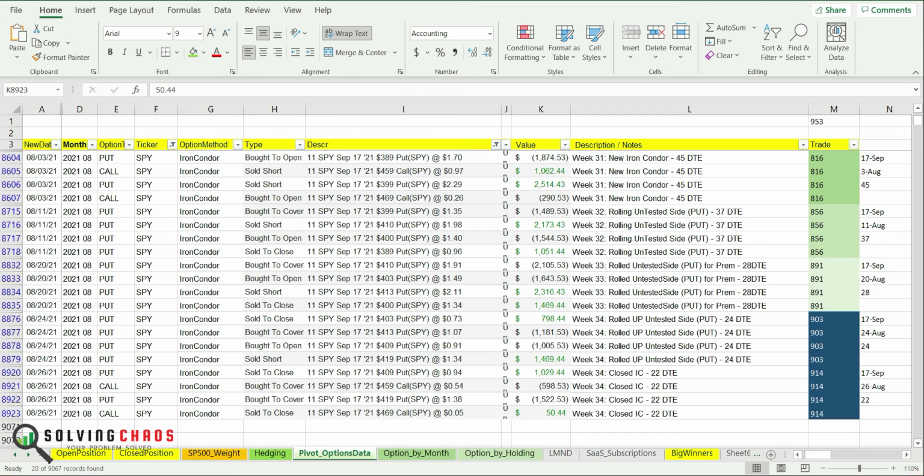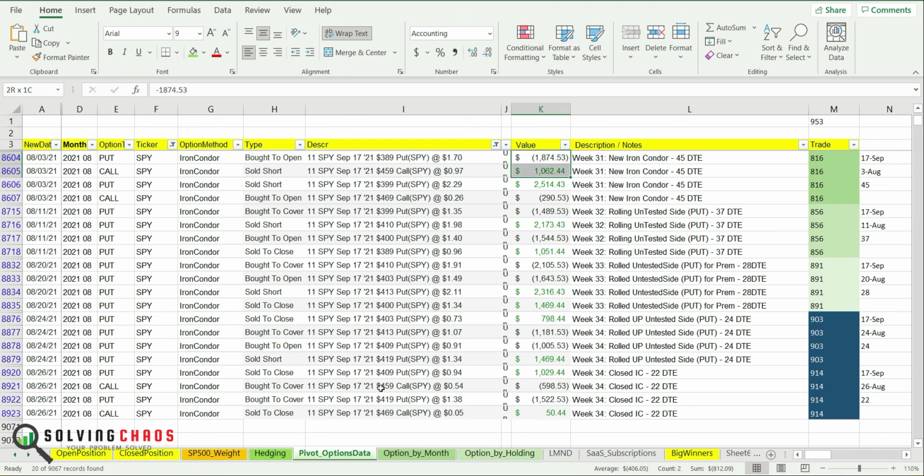So let's look at another SPY where it didn't go so bad. Let me show you this one. This one is a September 17 with 11 contracts. If you look at this, I closed it for $1,000. So you're saying, how did I make money on this? Let's look at the beginning.